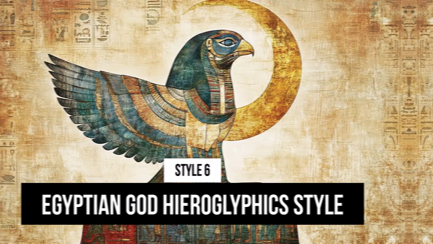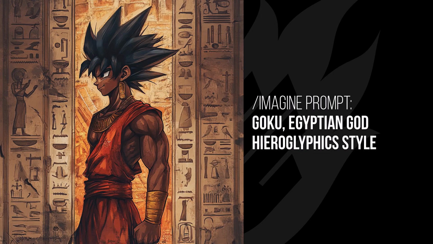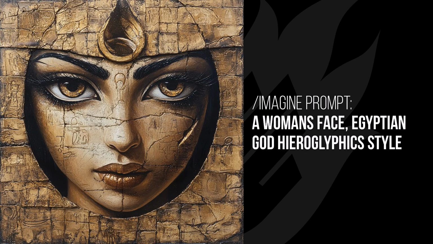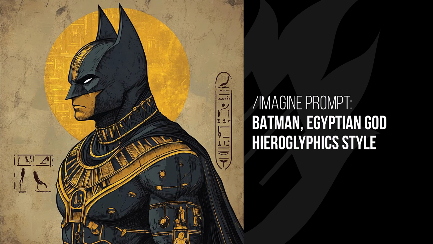But moving on to Egyptian god hieroglyphics style, we get something different again. So Goku looking very Egyptian here, the way it adds things to the walls, or it'll often just add the character in front of some hieroglyphics like Hulk here, but often it'll also reimagine things.